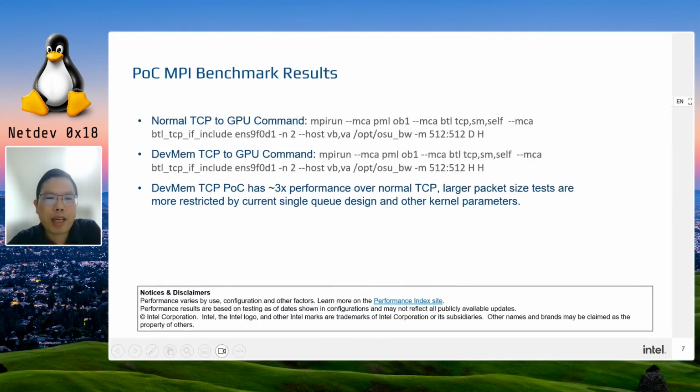And we got a pretty good performance number, almost 3 times over normal TCP. The first command is what we use to do normal TCP to the GPU, and the second command we use for device memory TCP, also testing to the GPU.